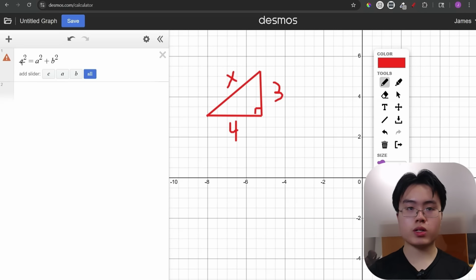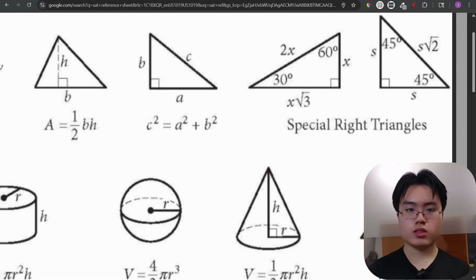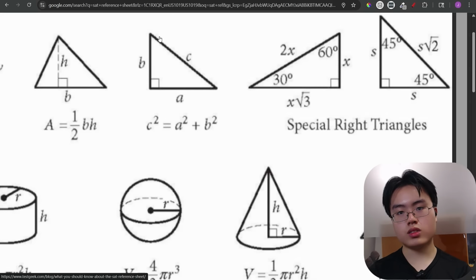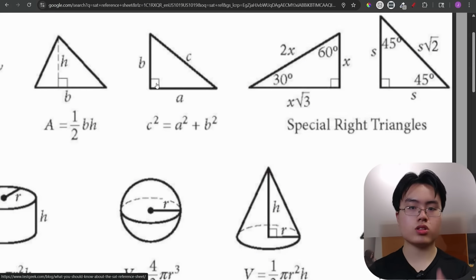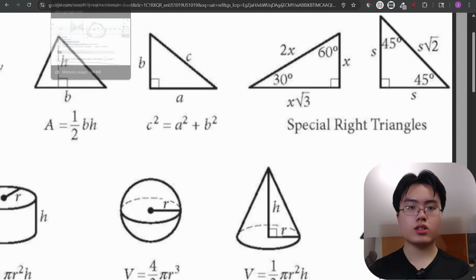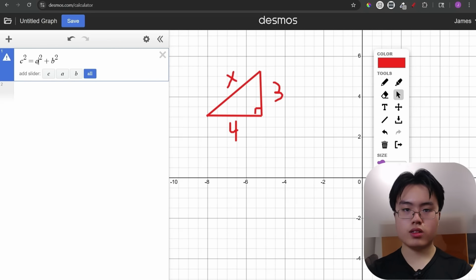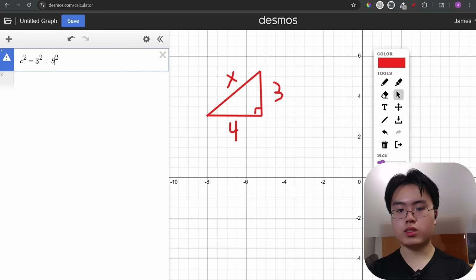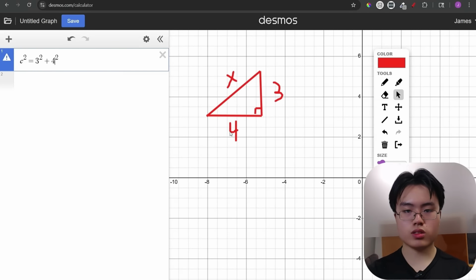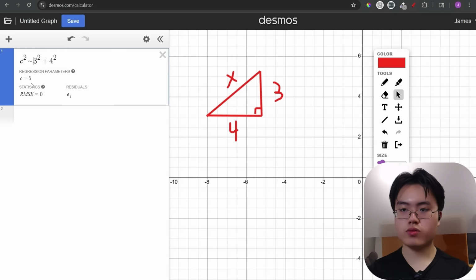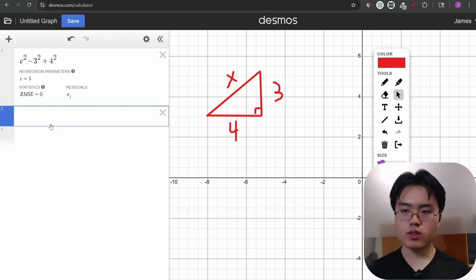So c squared, by the way, if you look at the reference sheet, c is the hypotenuse. A and b, it doesn't really matter which one you pick, but these are the other sides, the other legs of the triangle, and c is the hypotenuse. So if we go to our example, let's say a is 3 and b is 4. Then we can get c, right? Just have Desmos solve for c for us. The answer is 5. That's pretty simple.